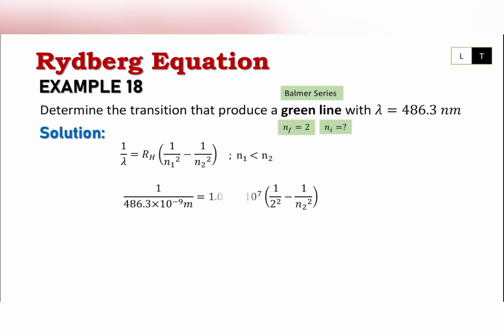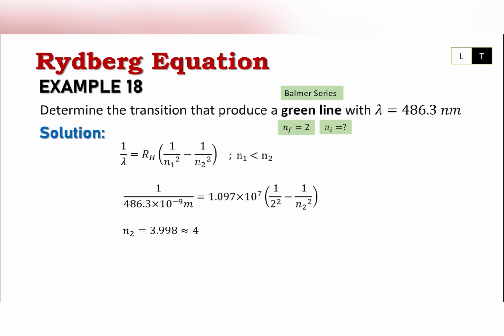So I'm going to put NF is N1. So you got here 2 square for N1. Rearrange the value for your calculation. Press the calculator correctly. You will have N2 equals to 3.998. You can round off to get 4.